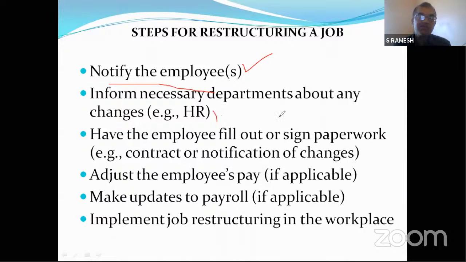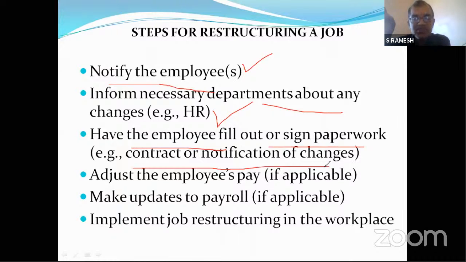HR department, human resource department, is concerned with all the departments. So you have to inform the human resource department about any changes. Priorly, you have to inform them. These changes are going to take place from tomorrow, or from next month onwards, you have to give a letter. You have to circulate them about the prospective changes. Have the employee fill out or sign paperwork, whatever contract or notification of changes is required. You have to get them filled by the concerned employees in advance so that no conflict emerges. So you have to complete all the necessary paperwork in advance itself.